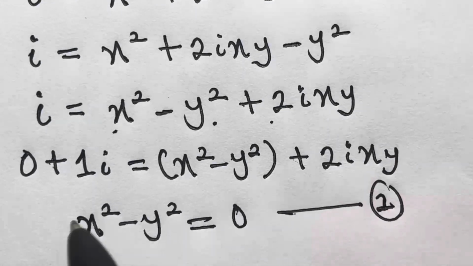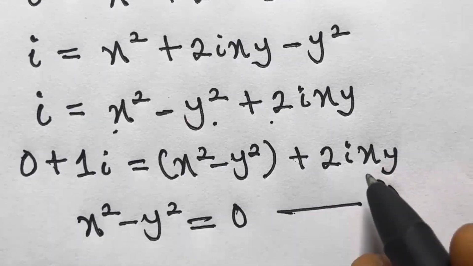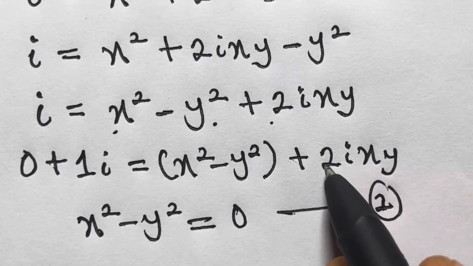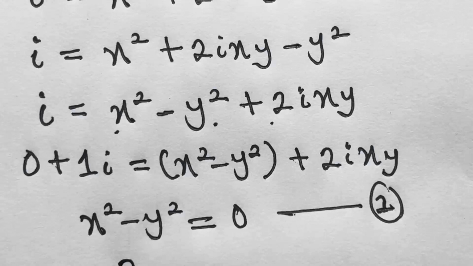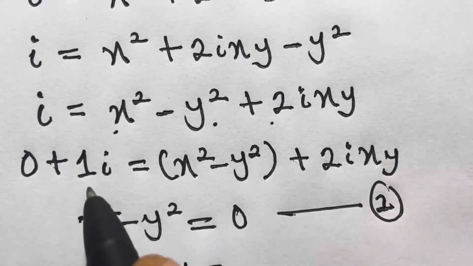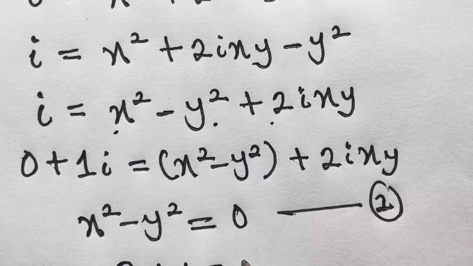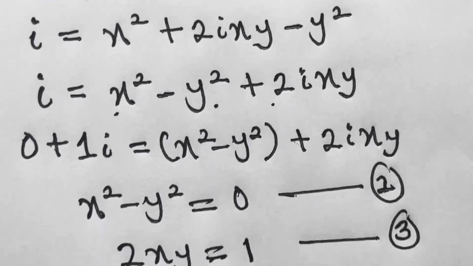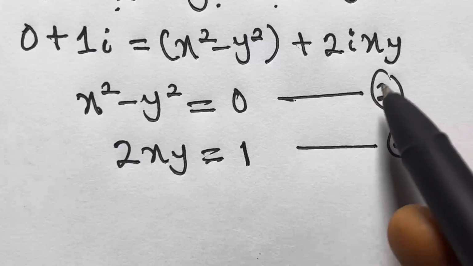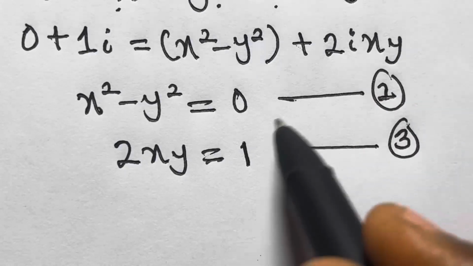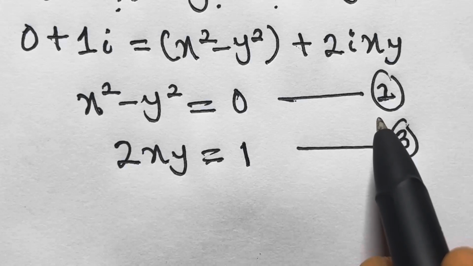Again, for the imaginary part, we have the one i. So this i, we go this side, we will have 2xy. We have 2xy equals the coefficient of i, which is 1. So we have this to be equation 3. So you observe that we have equation 2 and equation 3 to be simultaneous equations. So we have to solve these two equations simultaneously.